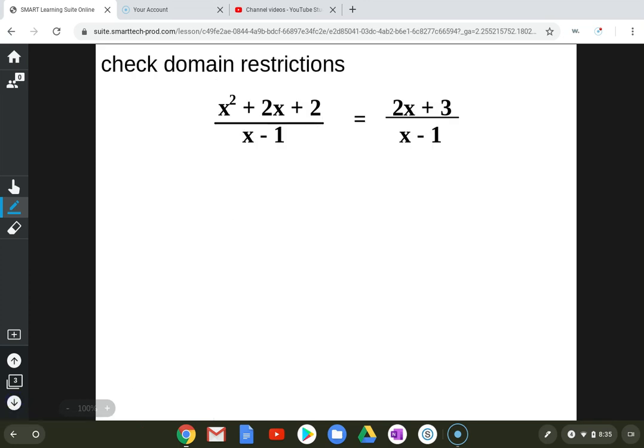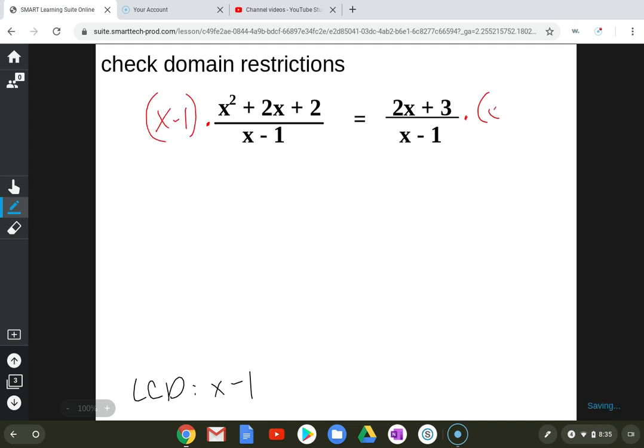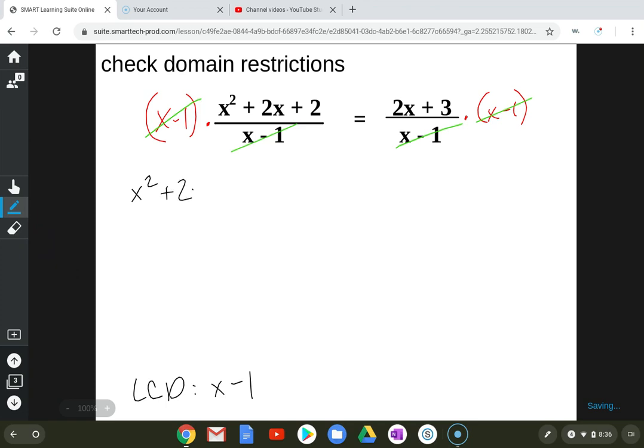So for this first one, our LCD is x minus 1. So I'm going to start by multiplying both sides of my equation by x minus 1. Remember, you don't have to do top and bottom. It's an equation. As long as I multiply both sides, it's mathematically just fine. And look what happens. When I multiply this side by x minus 1, it cancels with my denominator. And when I multiply this side by x minus 1, it cancels with my denominator. And I'm left with just the equation x squared plus 2x plus 2 equals 2x plus 3.